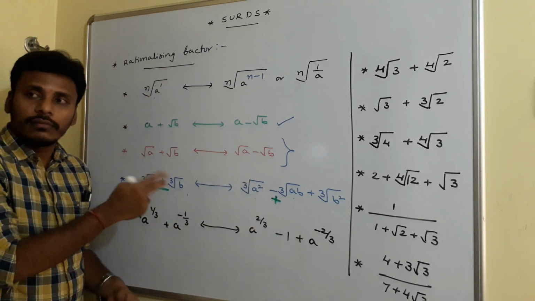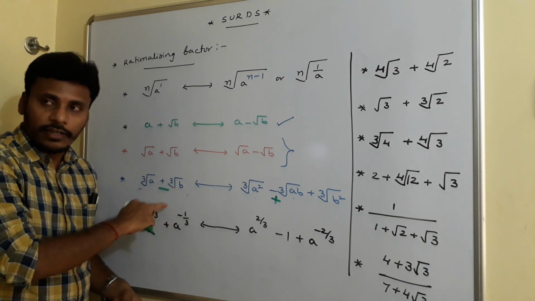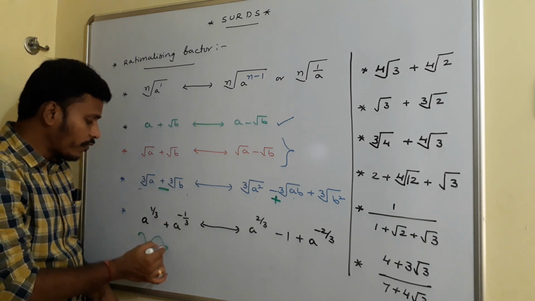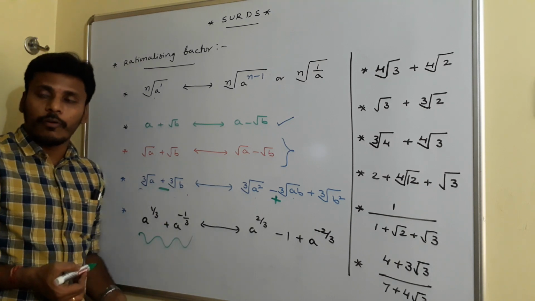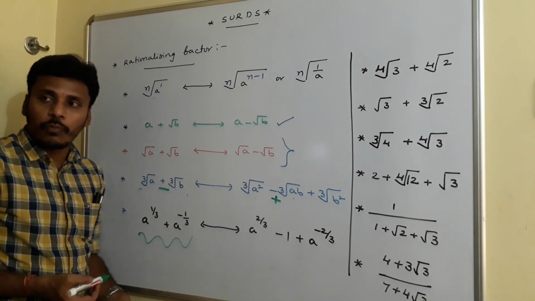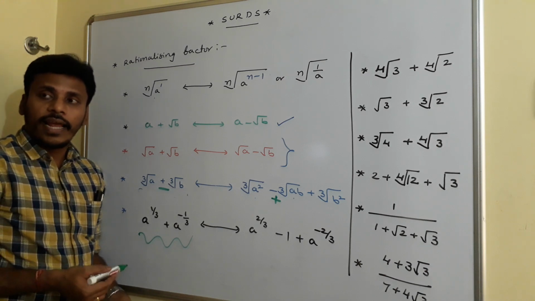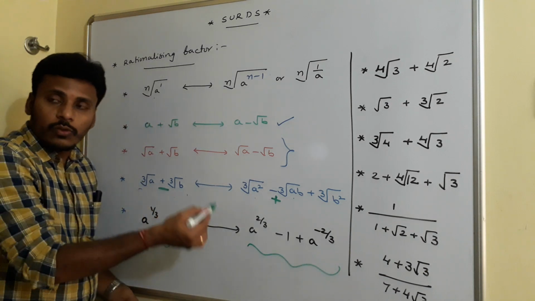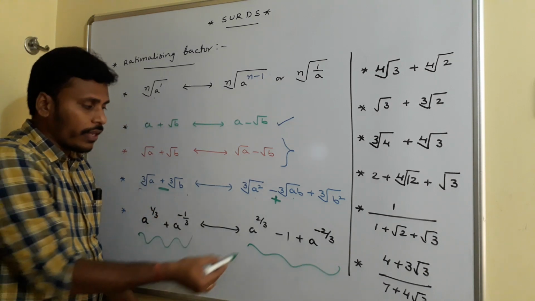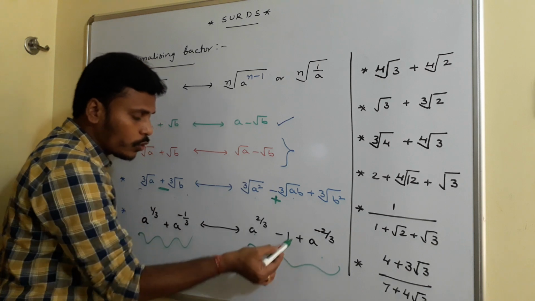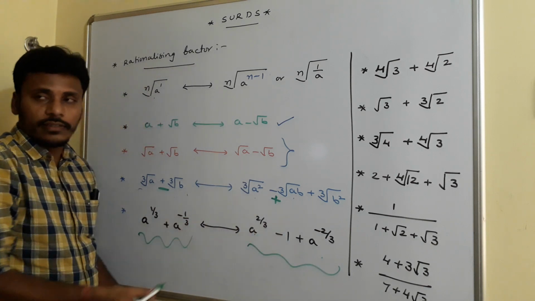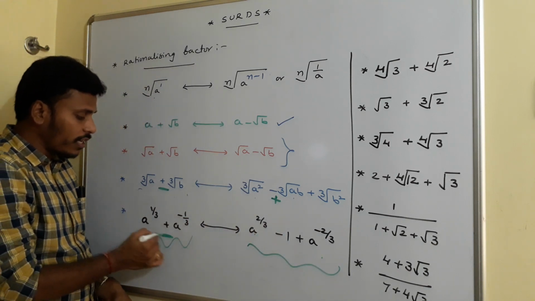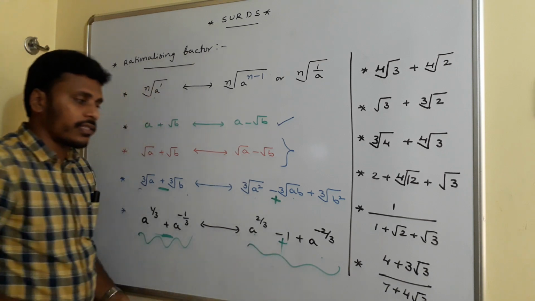Now think about the rationalizing factor for a power 1 by 3 plus a power minus 1 by 3. Again with the help of x cube plus y cube, the rationalizing factor is x square minus xy plus y square. X square is this one, y square is this one, and the product x into y is 1 itself. If you have a minus sign here, then you will get a plus sign there.